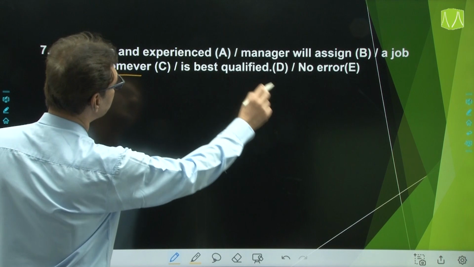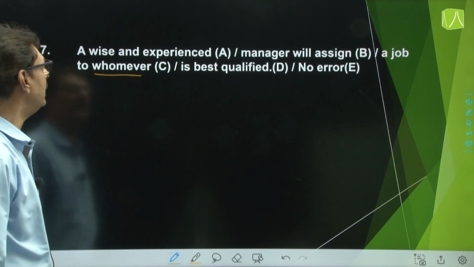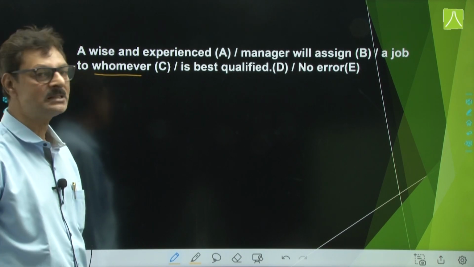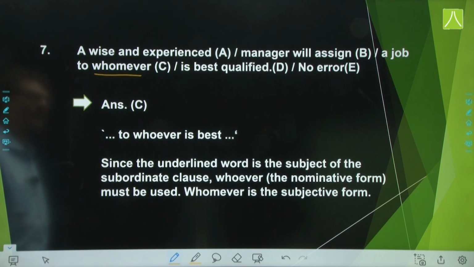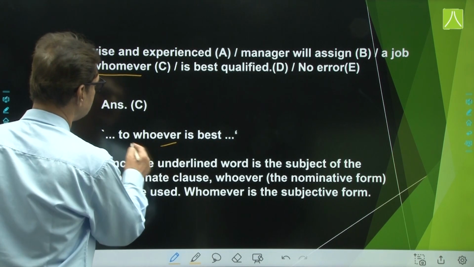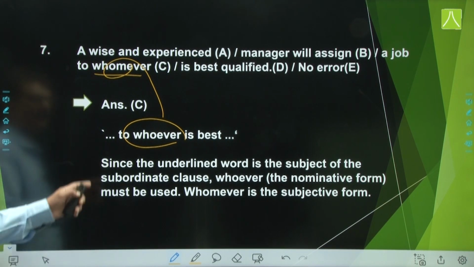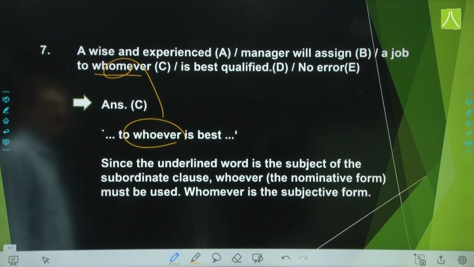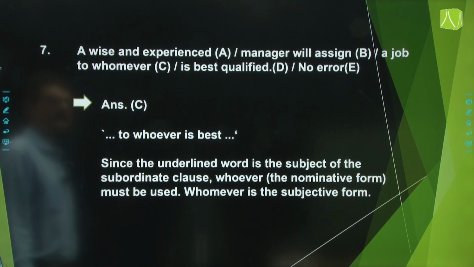A wise man and experienced manager will assign a job to not whomever, it should have been whoever. To whoever is best qualified. So this is the error in part C. To whoever is best qualified, this is what this word should be replaced with. So since this word is subject of the subordinate clause, whoever must be used, whomever is the objective form. Yes. चलते हैं with the next example.